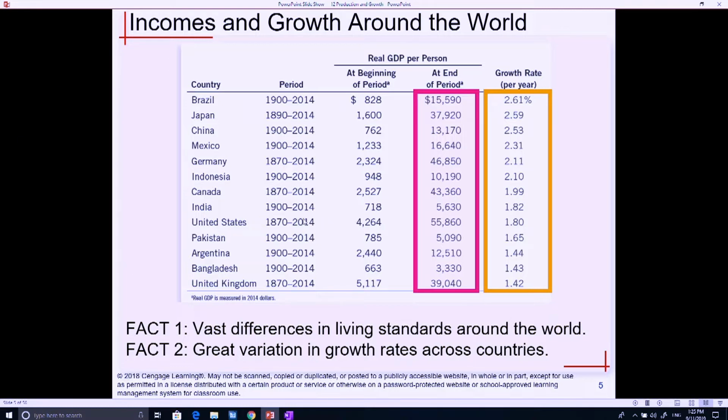The US, by 1870, was a rich nation. It was a developed country. The GDP per capita was $4,000 per year. Coming in at 2014 numbers, it's at $55,000 per year. It's the richest country on the list we have here. The growth rate during this period was 1.8%, just under 2%.